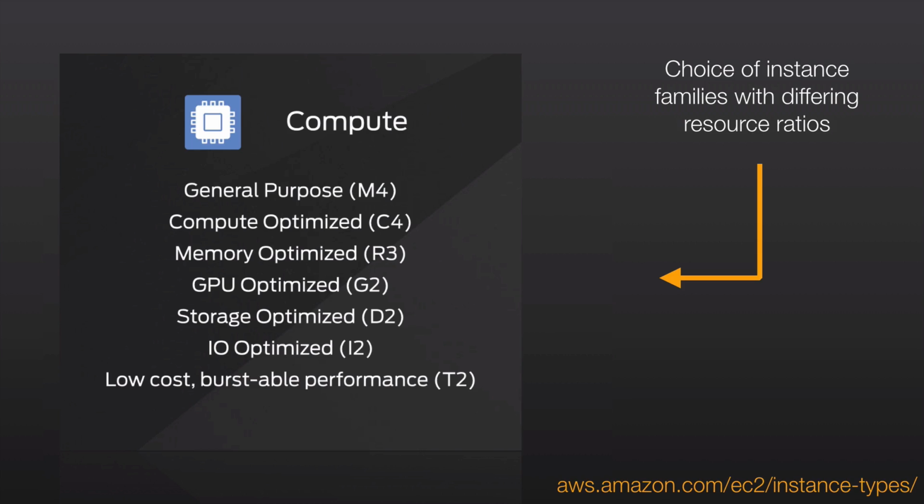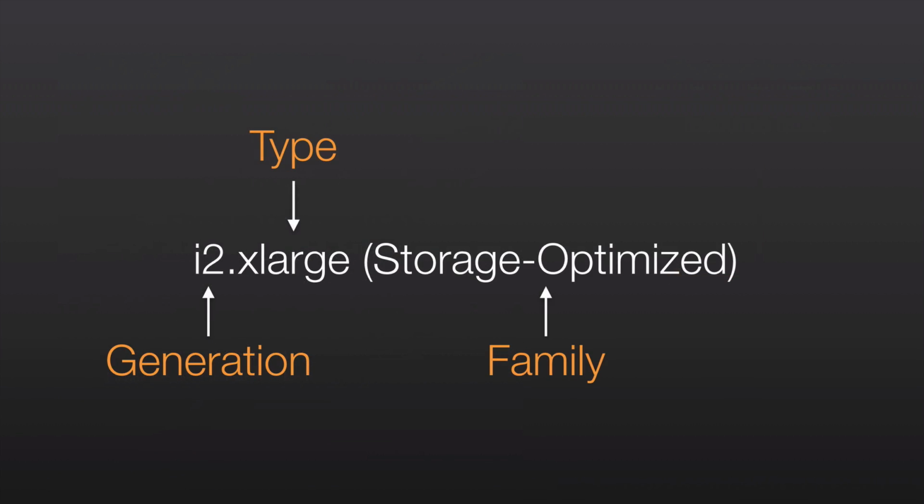So a gigabyte of RAM will cost less in an R3 than in any other instance type. A CPU cycle will cost less in a C4, and so on. So you should choose your instance type in order to optimize for performance and for cost. And when we have instances, we denote them in this format: the generation, the family, and the size. And there's a couple of these specific types and families that I want to talk about now.